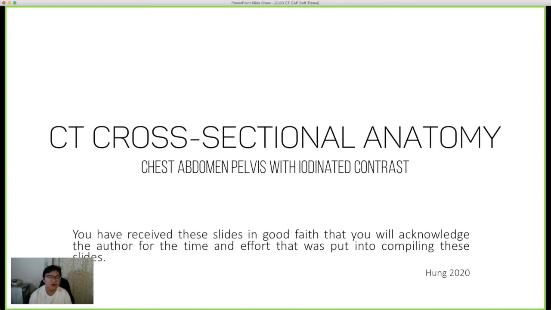So today I wanted to focus on the cross-sectional anatomy of the chest, abdomen, pelvis, in particular with iodinated contrast.